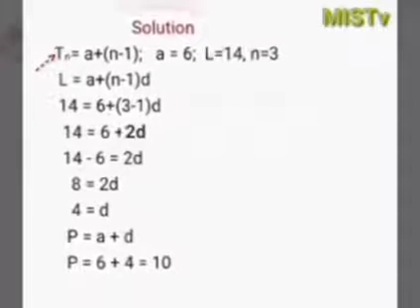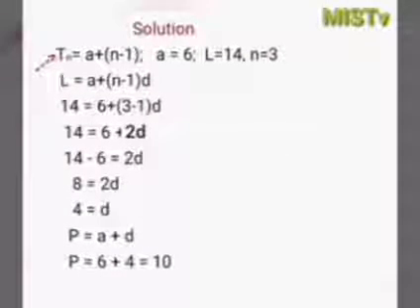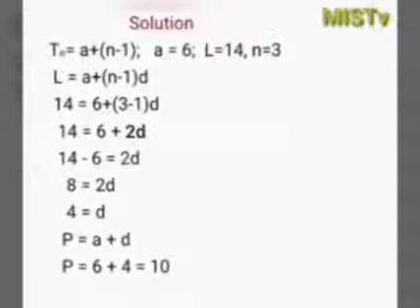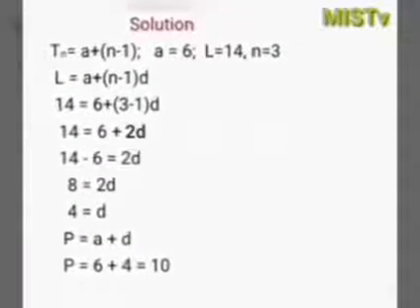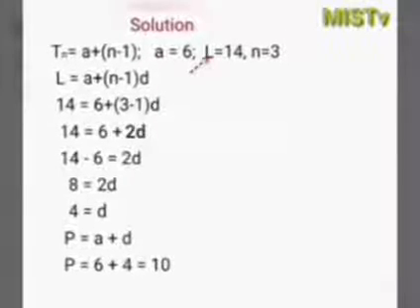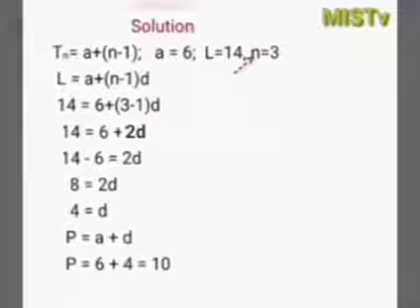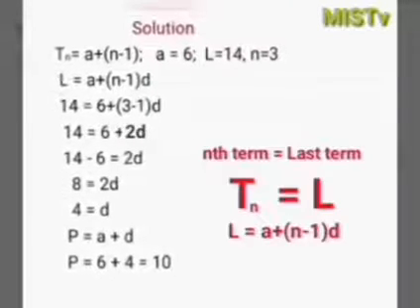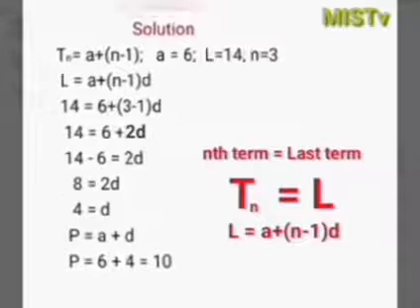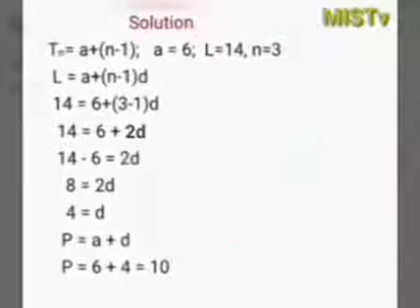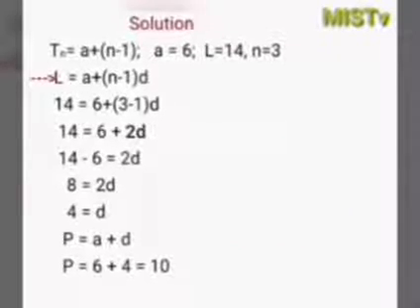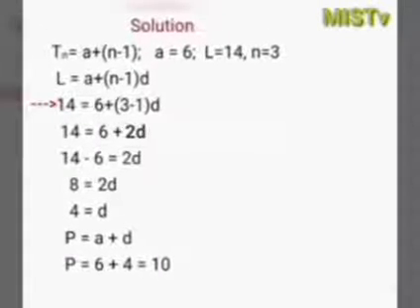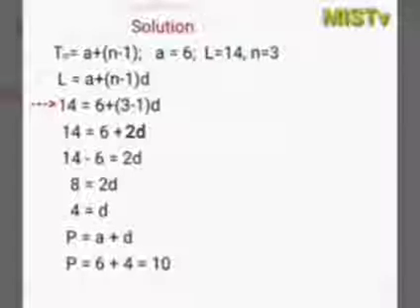The nth term of an arithmetic progression is given as a plus (n minus 1) d. From the question, the first term a is 6 and the last term l is 14. n is the position of the last term. Recall that the nth term of an AP is equal to the last term of the AP. Hence, substituting into the equation, we have that 14 equals 6 plus (3 minus 1) times d.